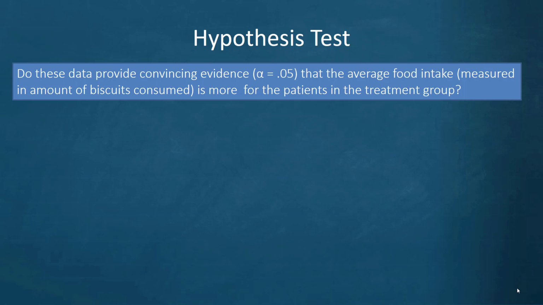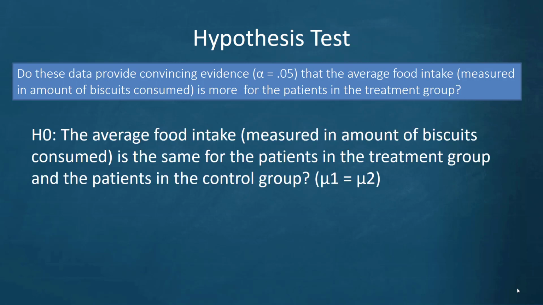So, hypothesis test. Do these data provide convincing evidence at the 0.05 level that the average food intake, measured in amount of biscuits consumed, is more for the patients in the treatment group? So again, state the H0 and HA. So the H0: the average food intake is the same for the patients in the treatment group and the patients in the control group. And this can be represented symbolically as mu1 equals mu2.